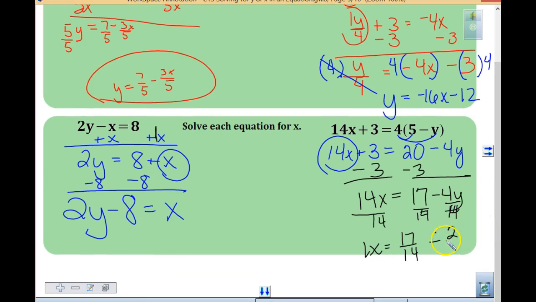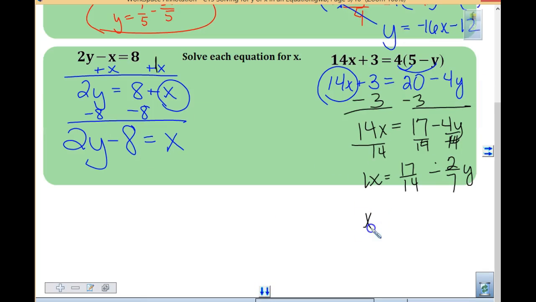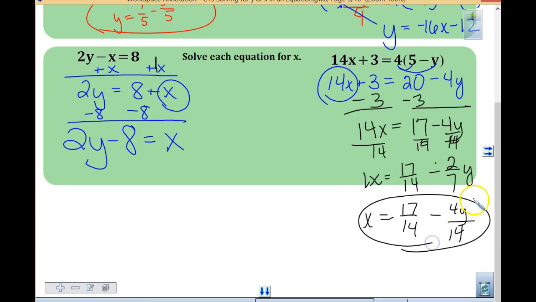But you might notice that they do this. They might put 2 sevenths y. So if it's a fraction that can be simplified, not rewritten as a mixed number, just simplified, they sometimes do this. I just want you to know I would have given you full credit if you leave 17/14 minus 4y over 14. These answers, you don't have to simplify, but they are the same solution, right?